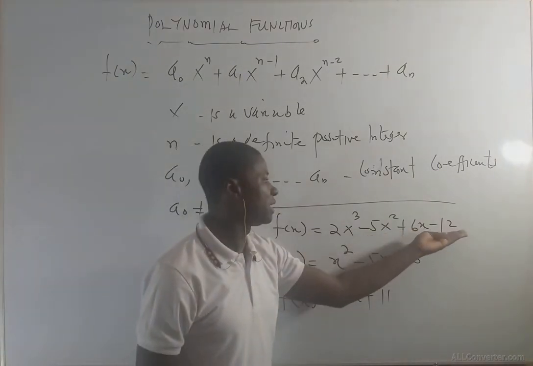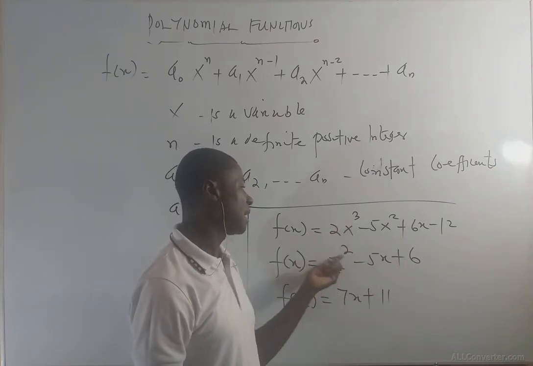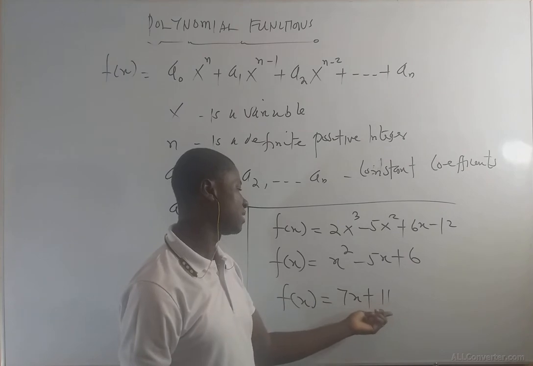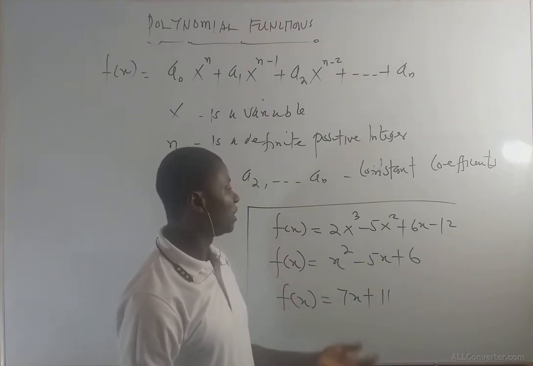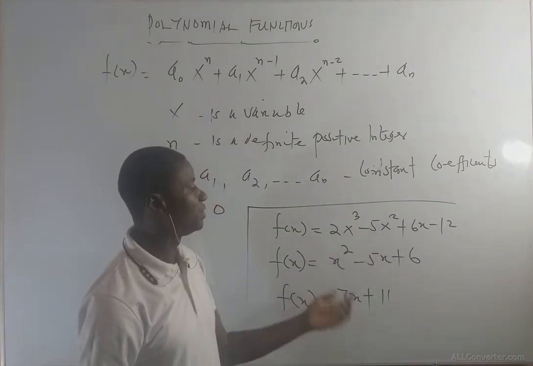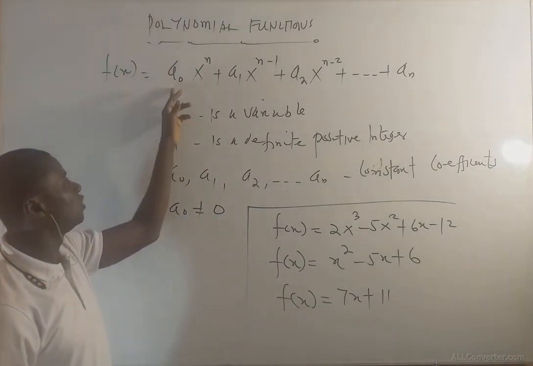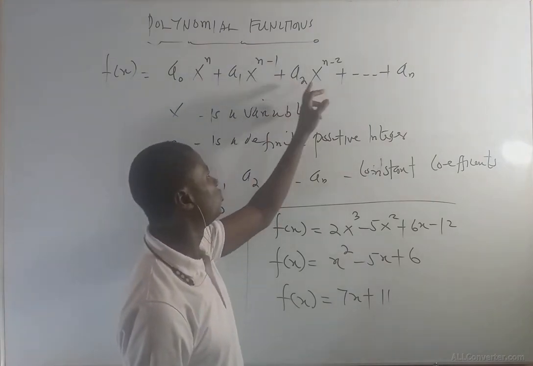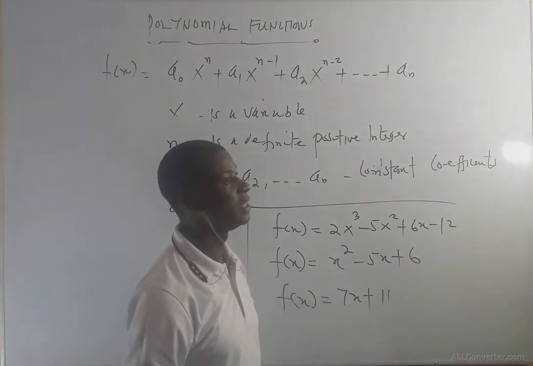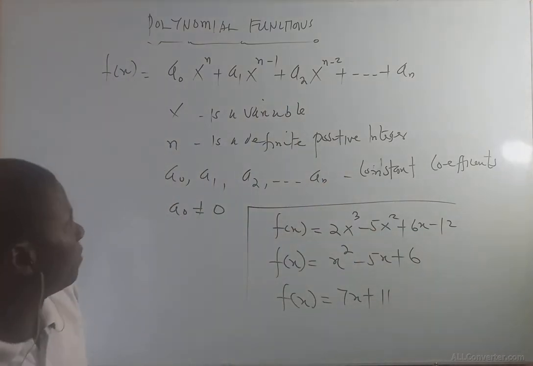So this is a cubic function because the highest exponent is 3. This is a quadratic function. The highest exponent is 2. And this is a linear function. The highest exponent is 1, because 7x exponent 1 is the same as 7x plus 11. So we can see that some of the constant coefficients can be 0. So any polynomial that can be expressed in the form f of x equals a naught x exponent n plus a1 x exponent n minus 1 plus a2 x exponent n minus 2 up to an is what we know as the polynomial function.